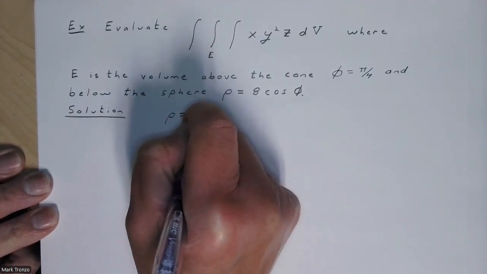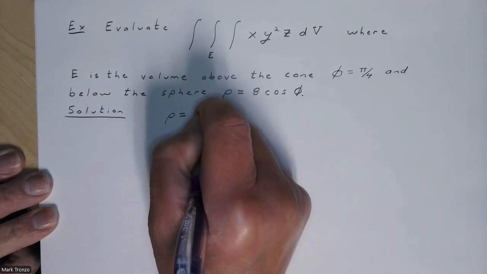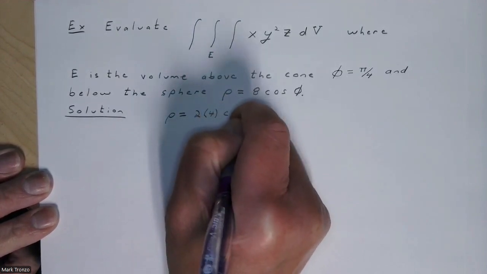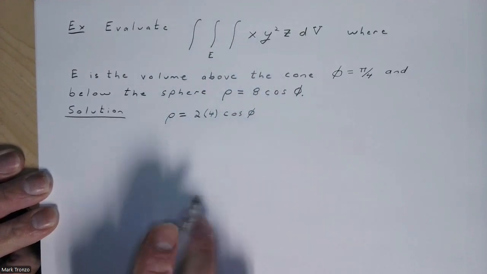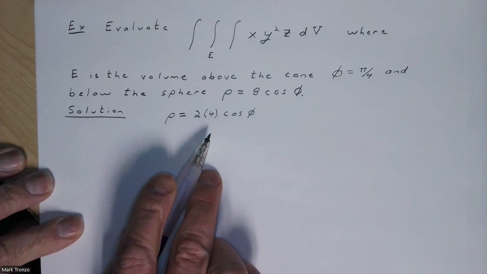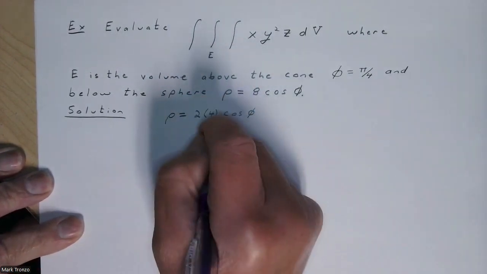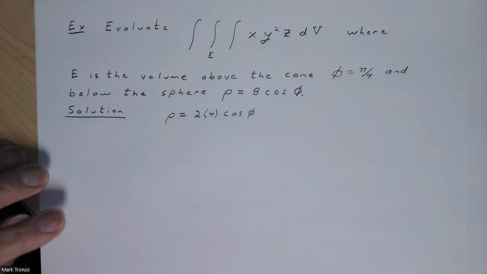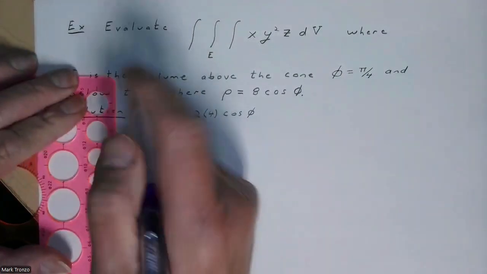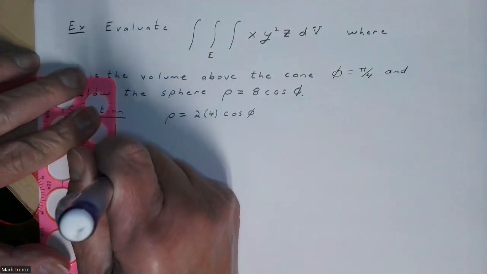We're going to have that written as 2 something. Remember, write it in this form. And whatever is here gives you the radius of the sphere. And so the radius is 4. And again, the cone is pi over 4. So let's go ahead and draw this.